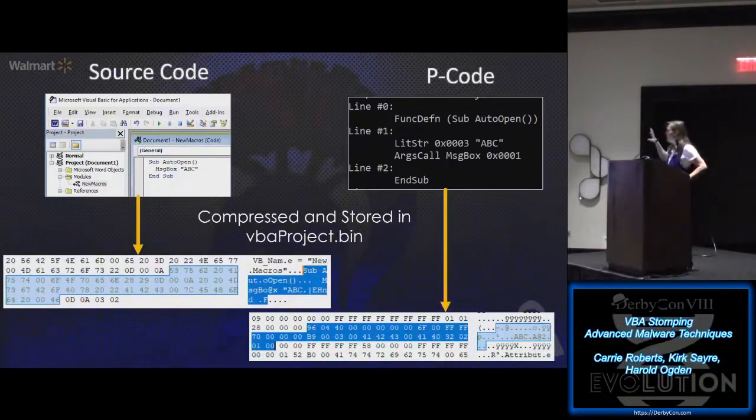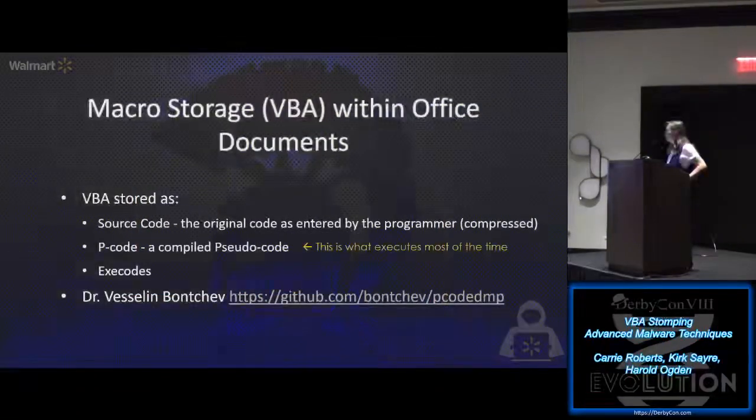So up in the black, it looks a little readable there, but that's just as a favor to us. We can kind of see the function definitions. We can see a string of ABC declared and an argument call, but when you look at that actually in the binary file, it looks like that down below, a bunch of hex, which if you look at the readable strings, the only thing you can really decipher easily from that P code is the string ABC. So those are two ways it's stored in the VBA project.bin file.